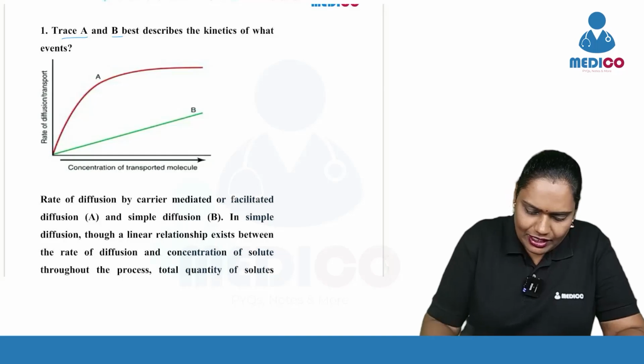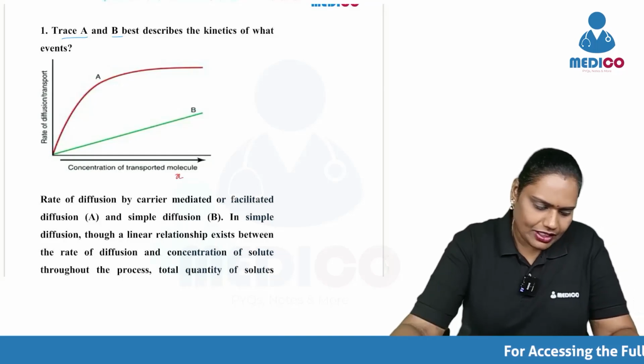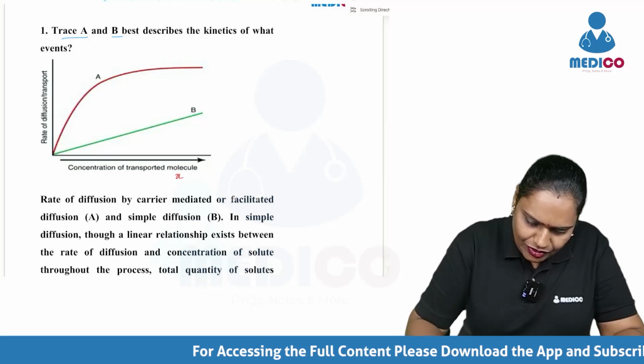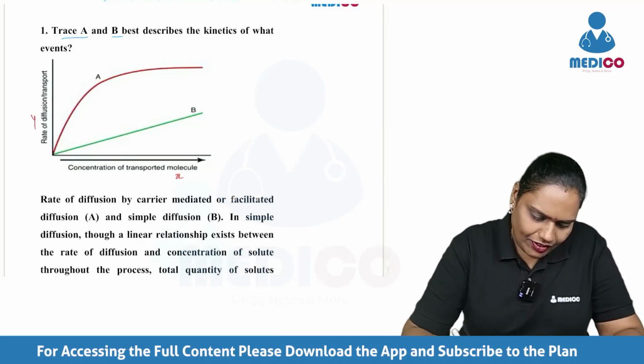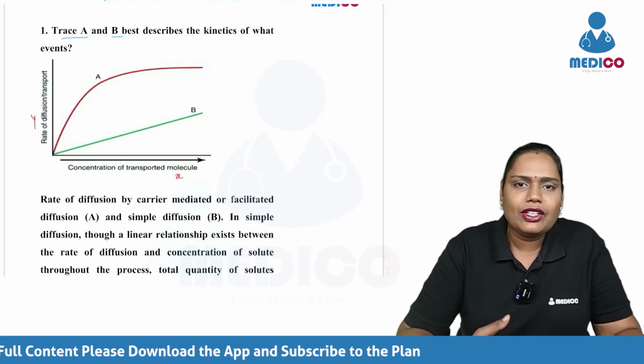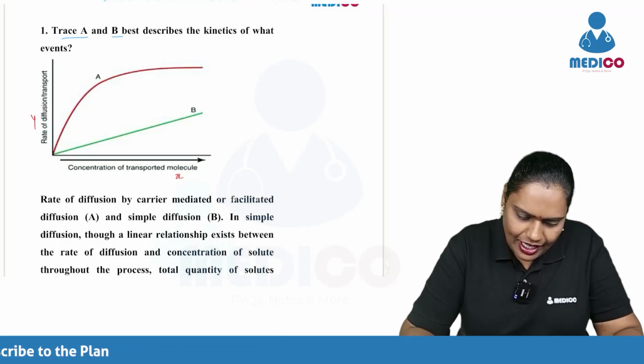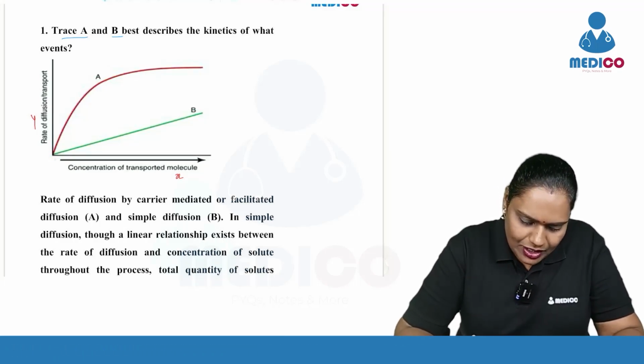Okay, so in the x-axis, what do you have? In the x-axis, we have the concentration of the molecule. In the y-axis, we have the rate of diffusion or rate of transport of the particular molecule. So you see trace A and trace B. If you look at trace B, how is it? It is a linear curve.